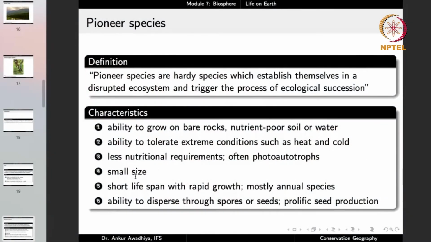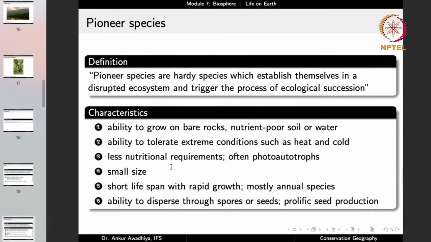Why not an animal species? Because the animal species would require that something else should be there beforehand to provide it with food. And so it cannot be the pioneer species. It cannot be the first one in the area. Pioneer species is the first species. So it should be able to prepare its own food. And typically it does so by making use of sunlight.